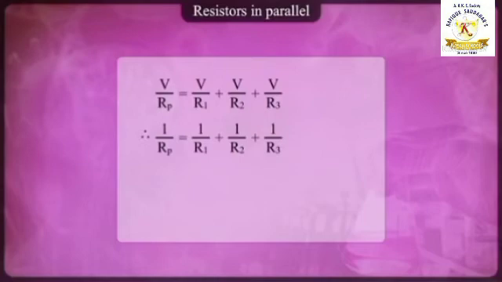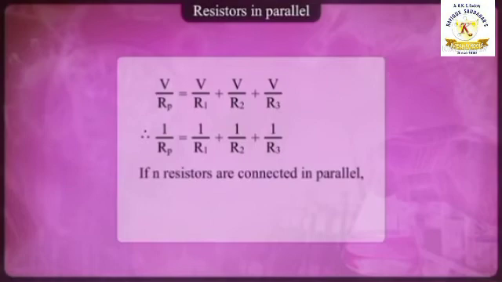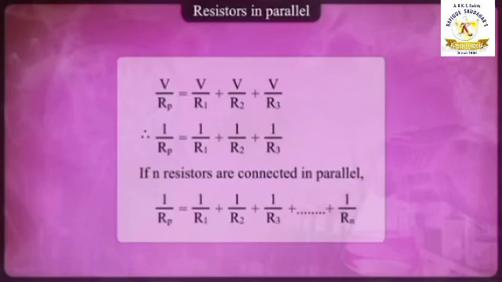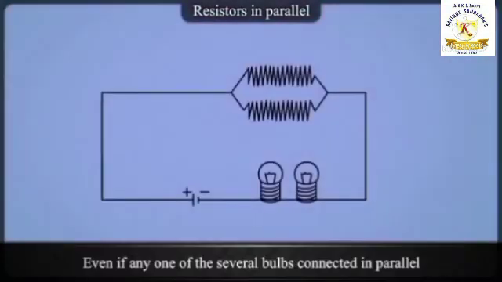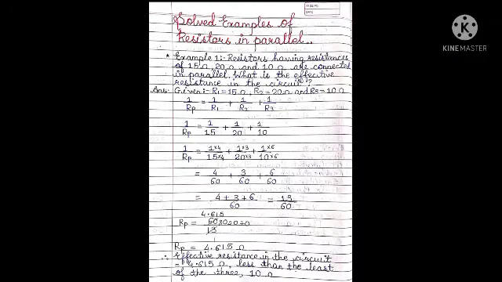If n resistors are connected in parallel, then 1 upon Rp is equal to 1 upon R1 plus 1 upon R2 plus 1 upon R3 and so on till 1 upon Rn, where n is the number of resistances connected in parallel. Now let's solve examples of resistors in parallel.